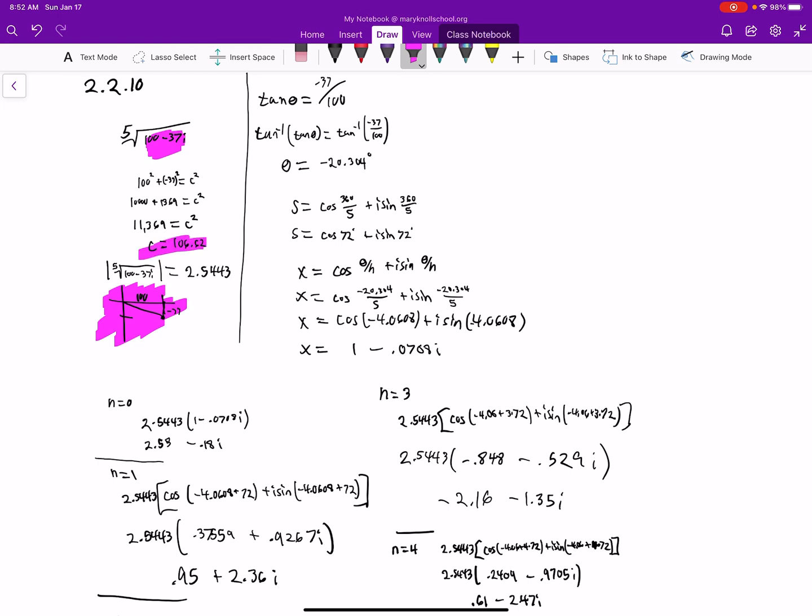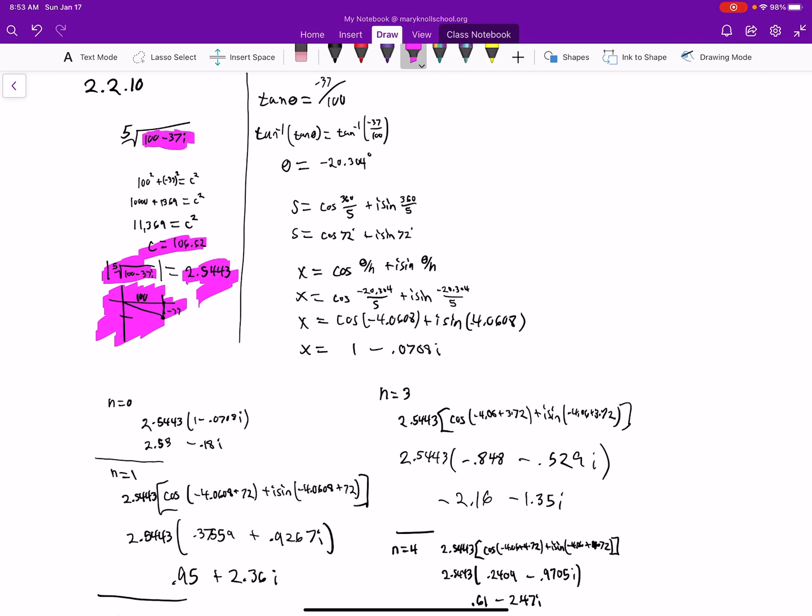Then we've got to take the fifth root of that to find the magnitude of all this here. So that's what we are doing here. And we find out it's 2.5443. Okay, so then what we want to do is find the angle, or this theta value. So the theta value is going to be just the angle of the internal part, not the fifth root part.